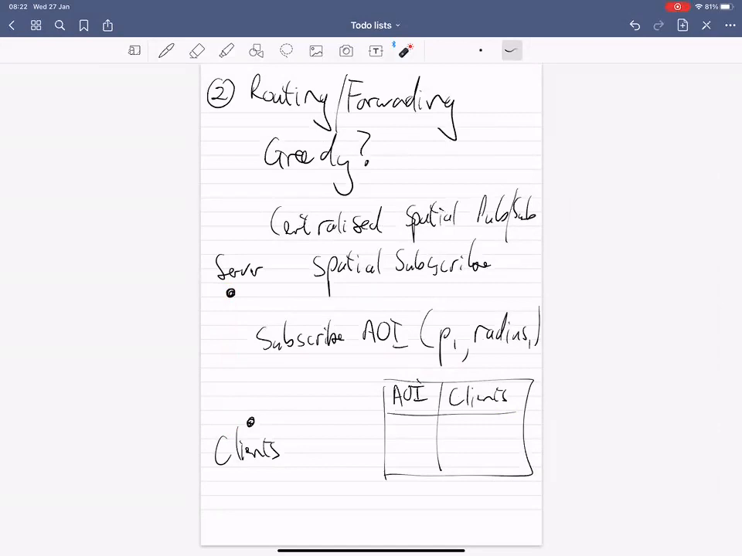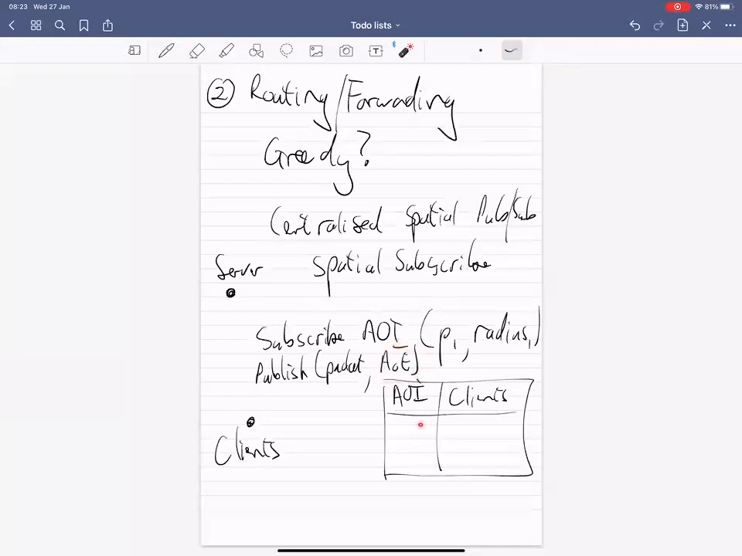And now basically when someone sends a publish message, so let's call it publish, then you have a packet. Here you could just have a location, or you could have an area of effect. The more general case is the area of effect, but it would work for a location as well. Essentially what the server needs to do is take this packet and take the area of effect.